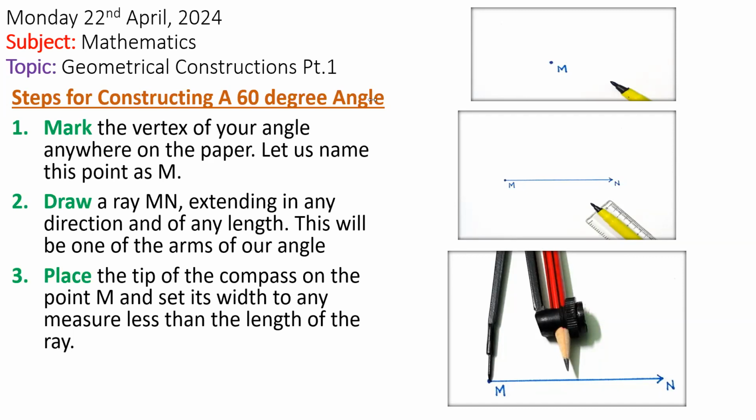Reagan, I need you to read the steps for me. The steps for constructing a 60-degree angle. After you did it, can I finish writing the answer? Yes, we can. Step one, mark the vertex of your angle anywhere on the paper. Let us name this point as M. Number two, draw a ray MN extending in any direction of any length. This would be one of the arms of our angle. Number three, place the tip of the compass on the point M and set its width to any measure less than the length of the ray. Very good.